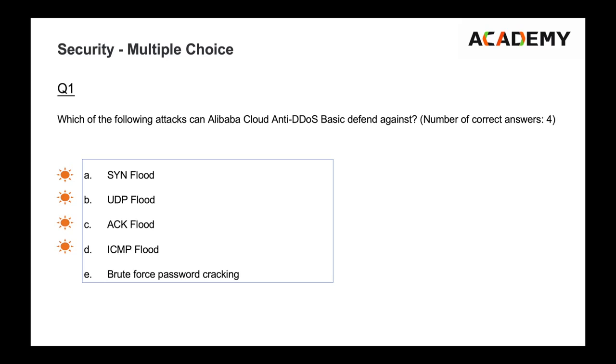Okay, so it's the first 4, A, B, C, and D. Anti-DDoS Basic can defend against SYN flood, UDP flood, ACK flood, and ICMP flood. These are all network layer distributed denial of service attacks. The last option, option E, is not a network layer attack. In fact, it's not even a denial of service attack, so there's nothing that anti-DDoS can do to defend against that.